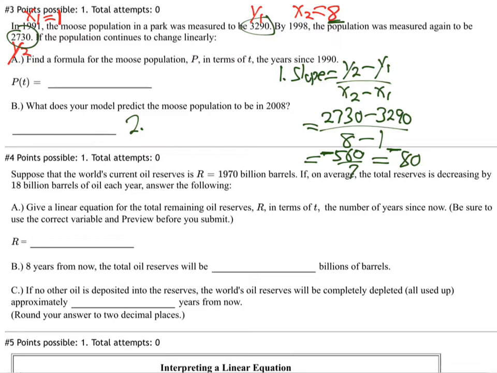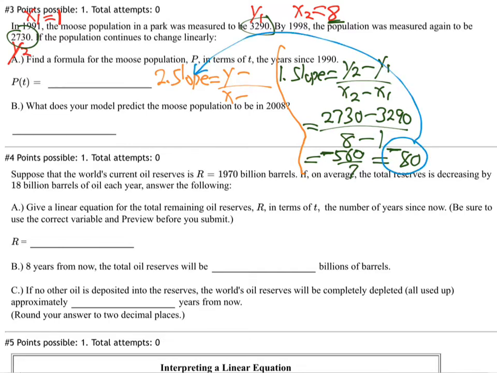We write the slope formula again. I'll put it over here. Y minus blank over x minus blank. I'm kind of doing these backwards here: step 1 on the right, step 2 on the left. And so now, what are we going to plug in for the slope on the left? That negative 80 number. Right there, negative 80 equals y minus blank over x minus blank.